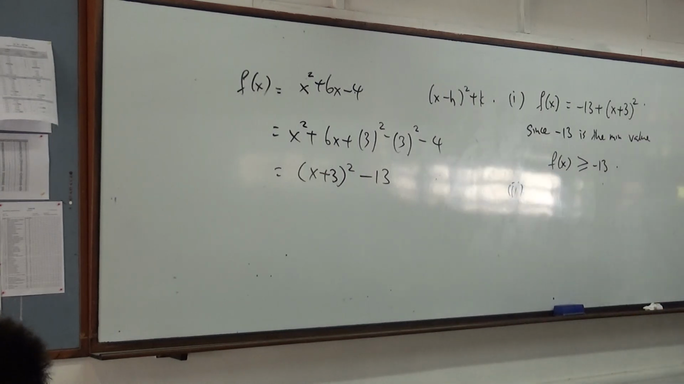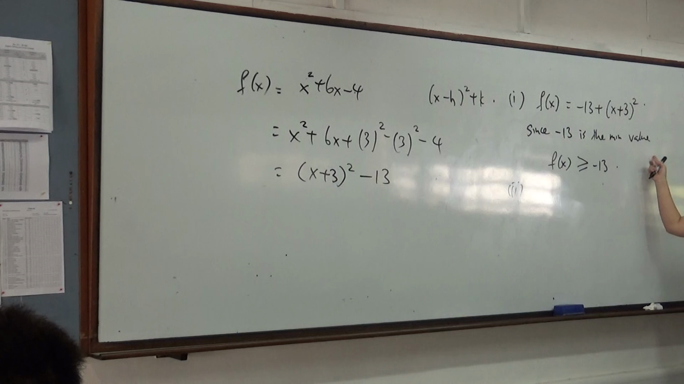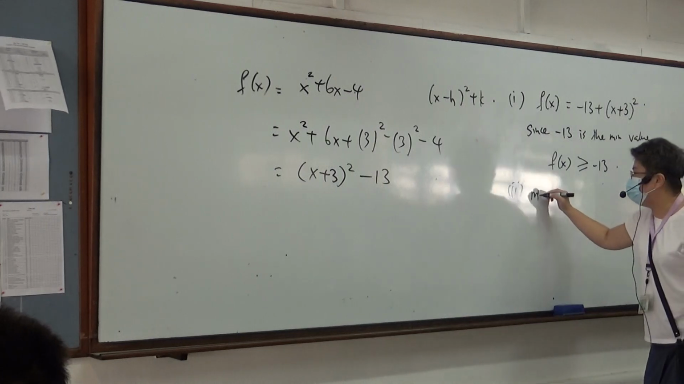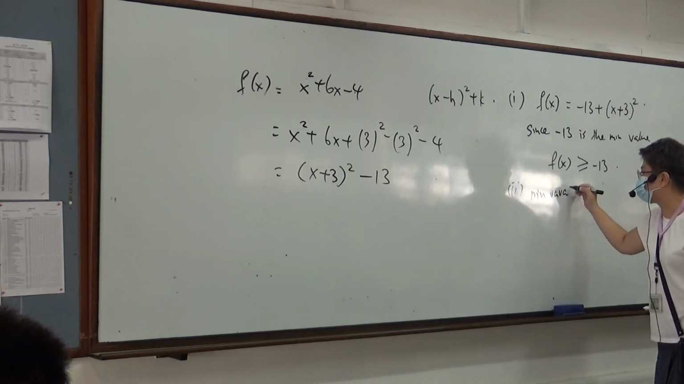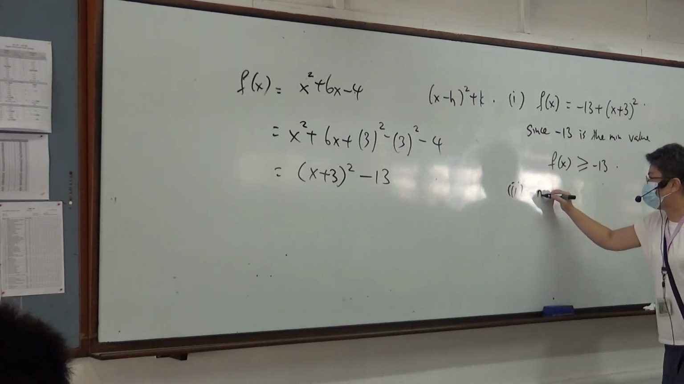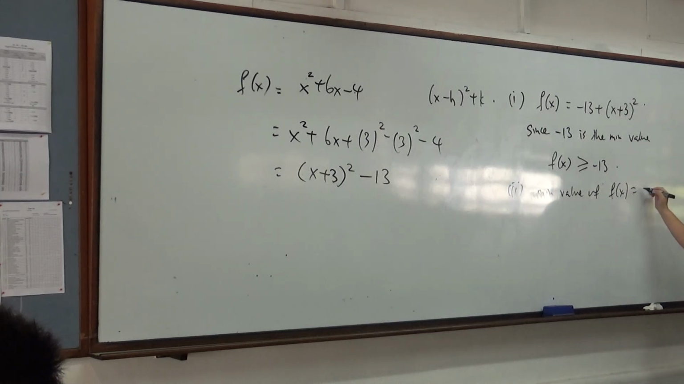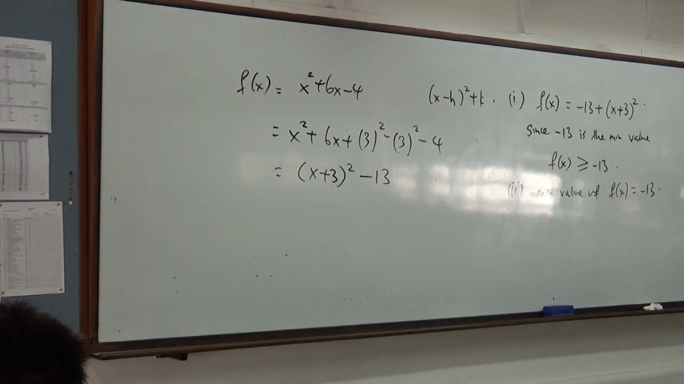Okay, number 2. What does number 2 say? The minimum value of f(x) is very obvious. I already answered here, can you see? So what's the minimum value of f(x)? Minimum value of f(x) is what? Negative 13. Can everybody see that? Alright, okay, good.